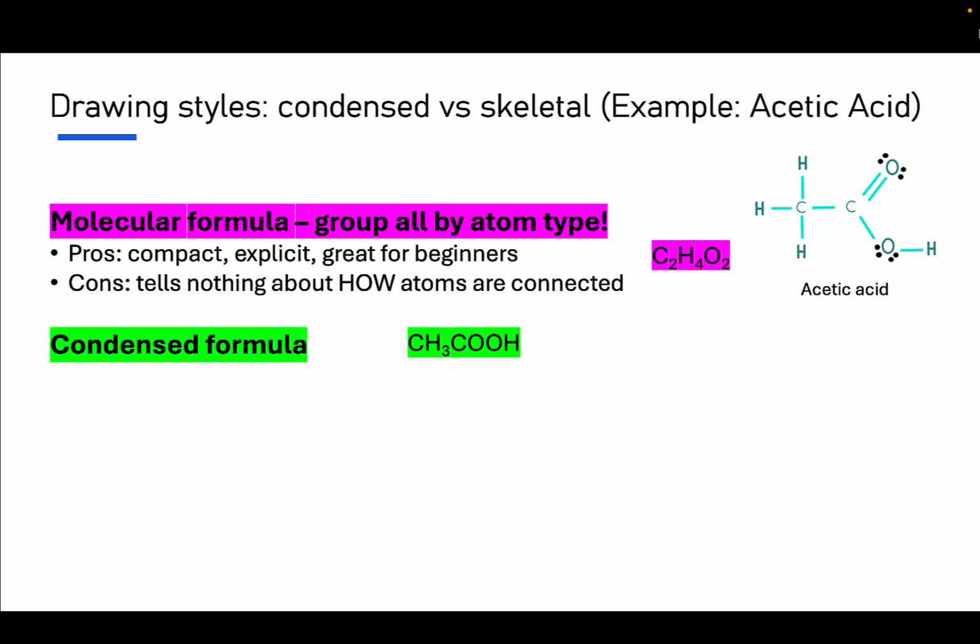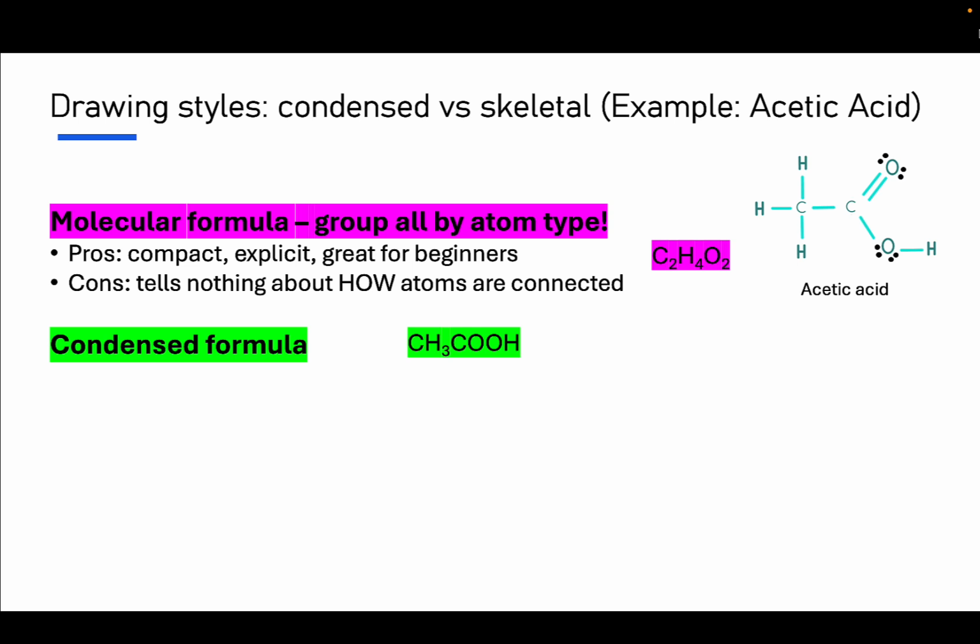And the first way we can do this is with this condensed formula. And so now instead of writing C2H4O2, I'm going to say this is CH3COOH. And before we go on, let's look at this acetic acid molecule and read the molecule from left to right. I see at first a carbon with 3 hydrogens, right? That's that first carbon that we're looking at. I'll call that CH3, and that's why CH3 comes first in the condensed formula.